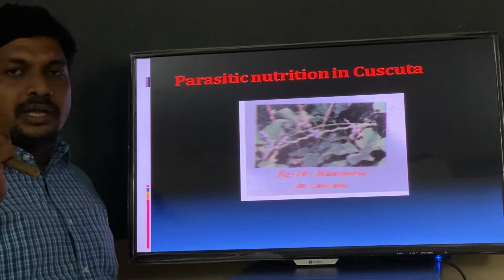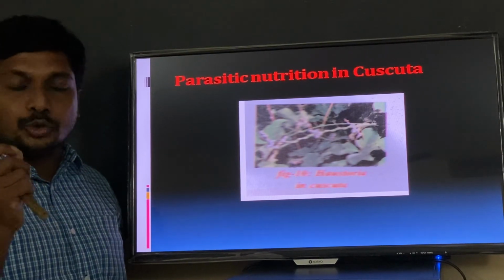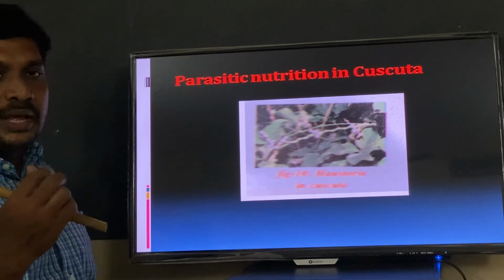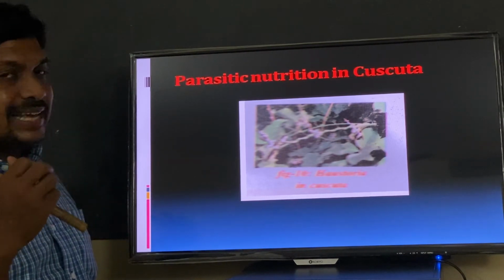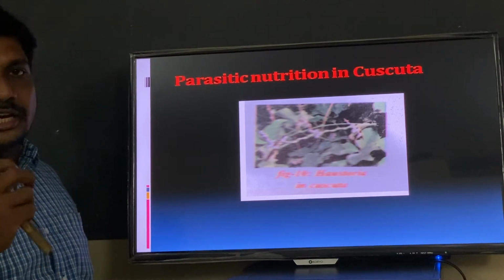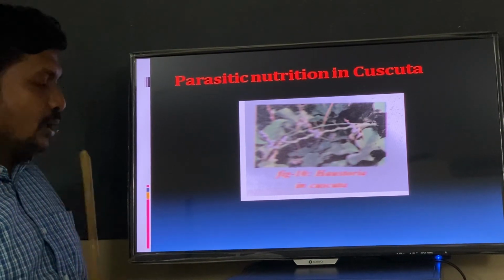Cuscuta plant produces root-like structures called haustoria. Keep it in mind, very important. Haustoria. With the help of haustoria, they get water from xylem of host plant and food from phloem of host plant, which leads to the death of host plant.